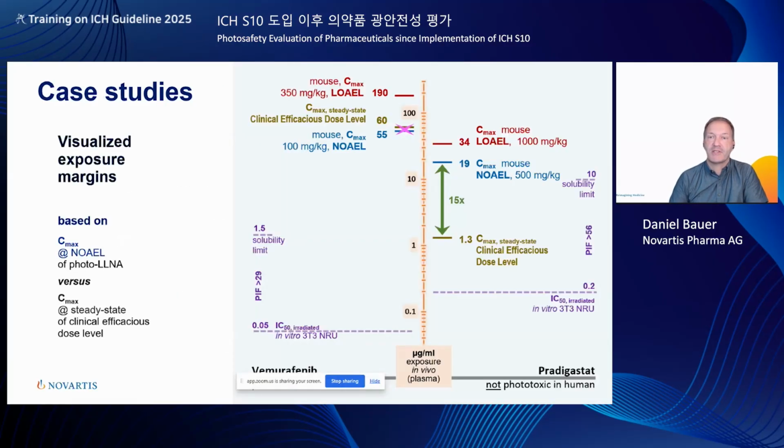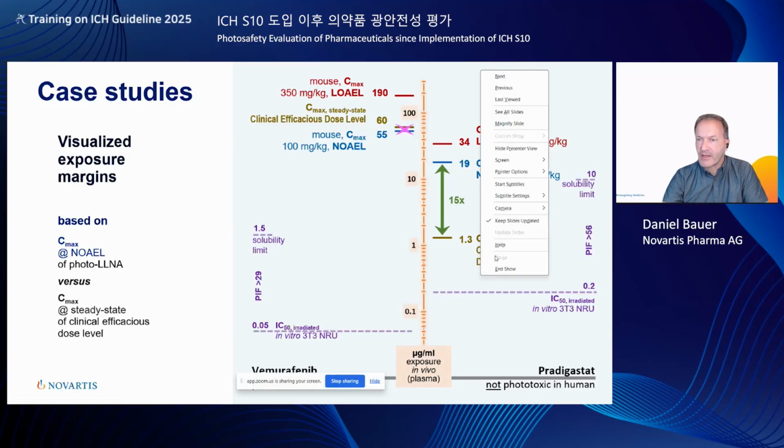And you can look at these margins in a quite busy slide. So I'll take 2 minutes to go with you through the slide, and then we'll get to the end. So in the middle, you see the exposure in microgram per ml in different test systems. So in the mouse model, at the NOAEL, so the no observed adverse effect level, or the LOAEL, the lowest observed adverse effect level, which means phototoxicity. So go to the right-hand side, pradigastat, and you see actually, let's see if I have a pointer here.